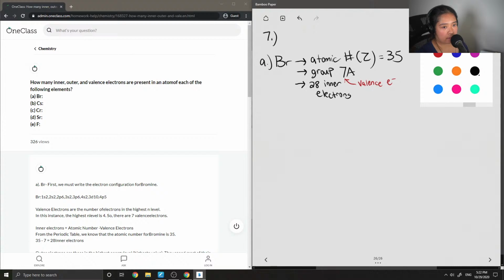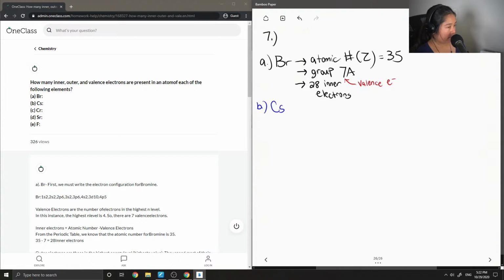So let's try out this same kind of concept with the cesium. Its atomic number is 55. On the periodic table, it's in group 1A. So therefore there's 1 valence electron. So therefore there are 54 inner electrons.